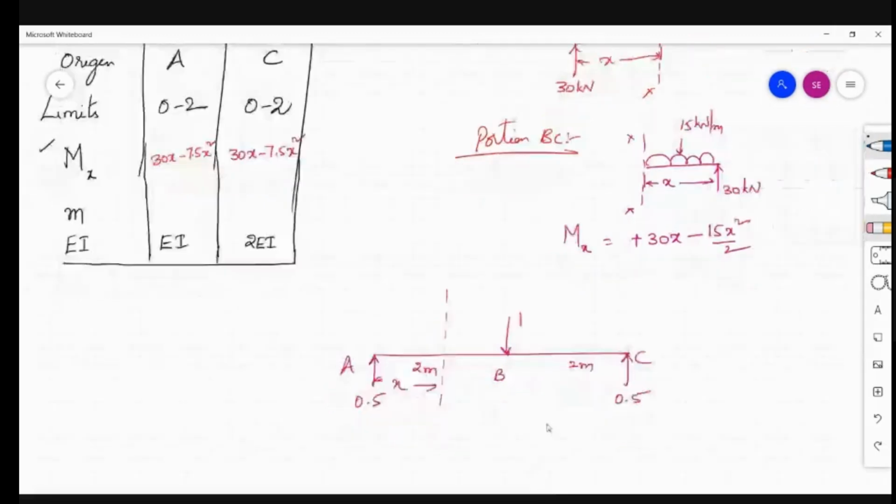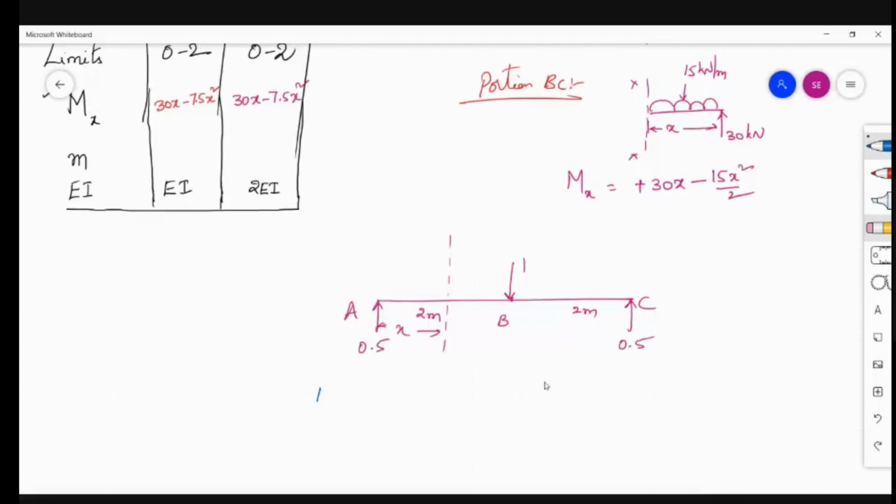Once again, go to the portion AB. This is 0.5. This distance is x, so small m is 0.5 into x. See, there should be a difference between capital M and small m in your writing also. Don't write it like this. It is to be written as small m, which is 0.5 into x for AB portion.